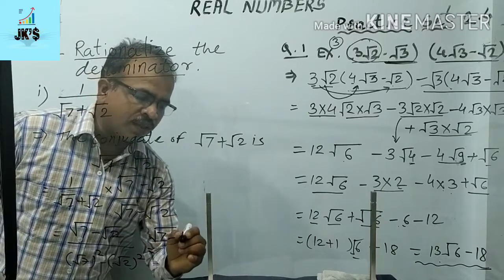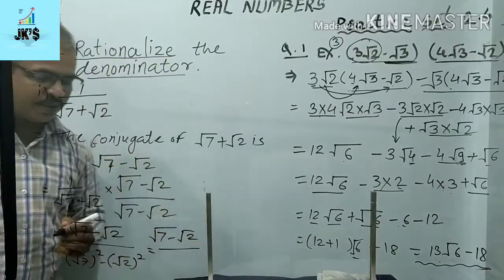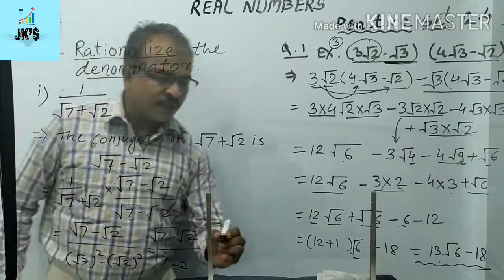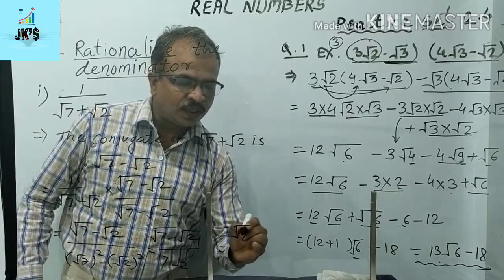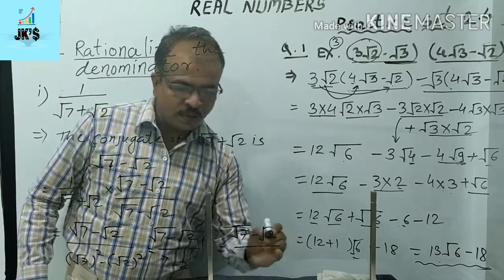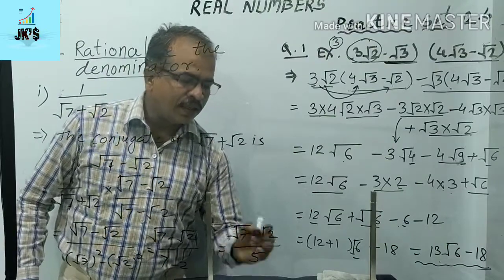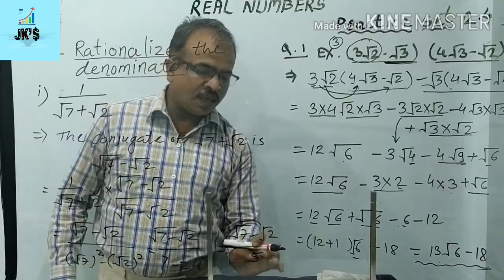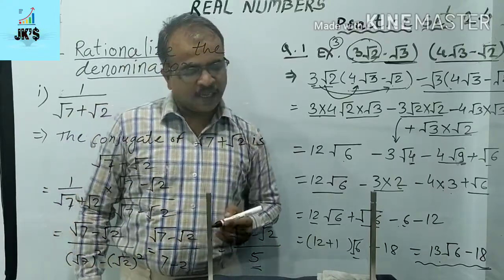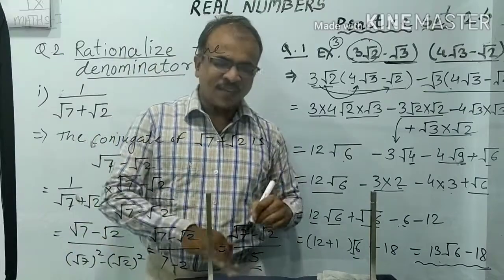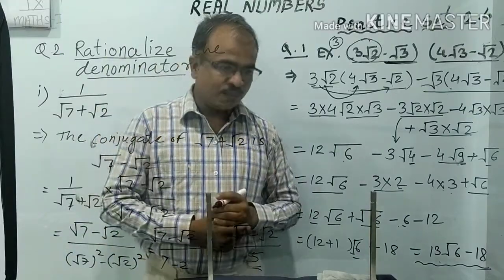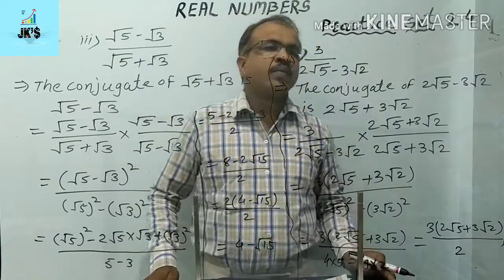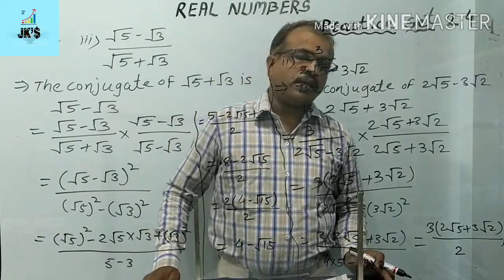So what happened? Root 7 minus root 2 divided by the square of root 7, which is 7, and the square of root 2, which is 2. So 7 minus 2 is 5, giving root 7 minus root 2 upon 5. When we observe this, the denominator is 5, and 5 is a rational number. Hence we rationalize the denominator.